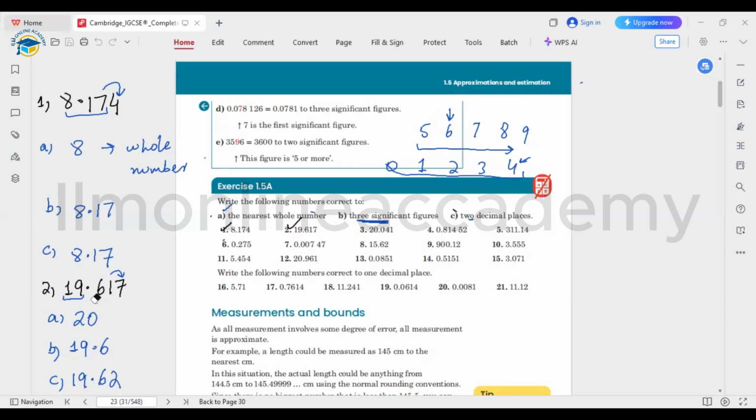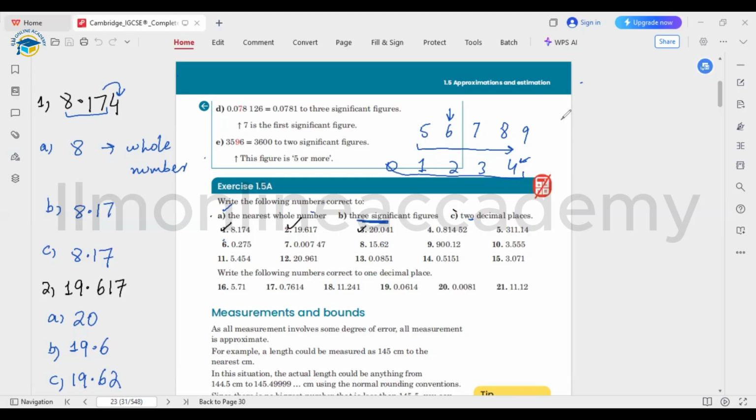So this is a way to round off the number to two decimal places. If the number that you need to round off is greater than 5 or equal to 5, including 5, you will add one to the previous number. So in this way, you can round off a number to a required decimal place.